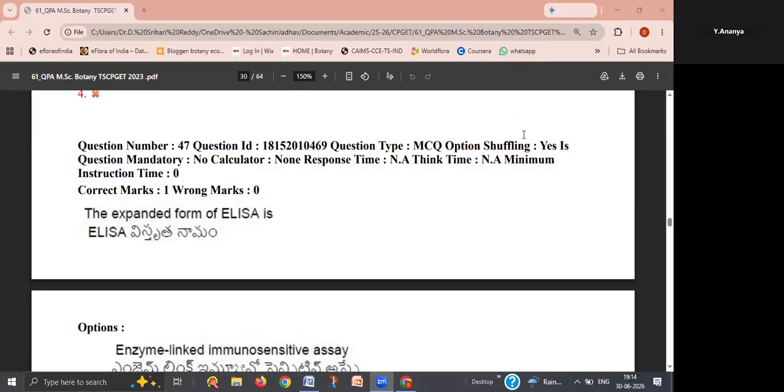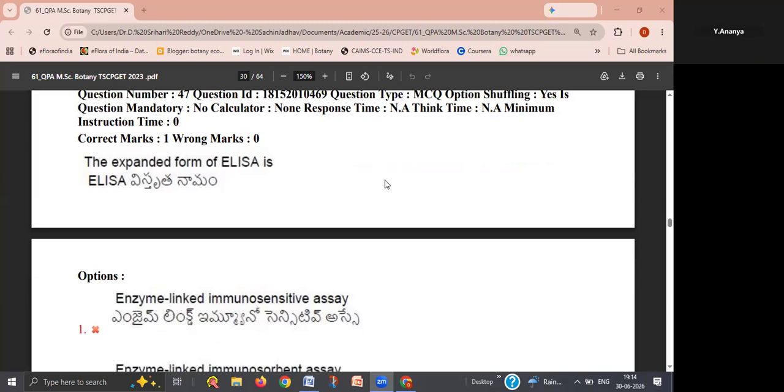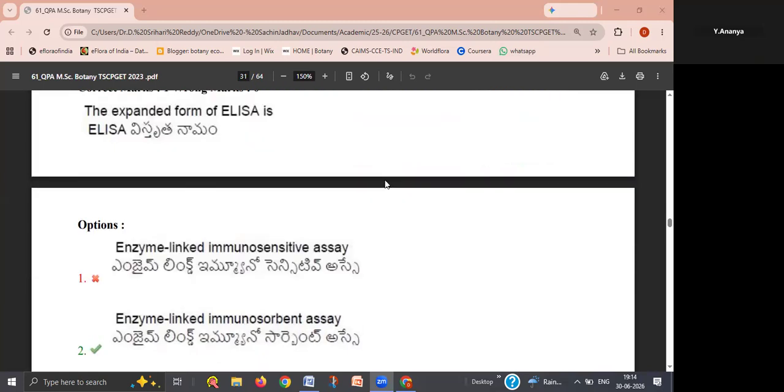In today's class, we are discussing the 2023 previous year question paper of PG entrance botany. So the question is: the expanded form of ELISA is what? The full form is enzyme linked immunosorbent assay.